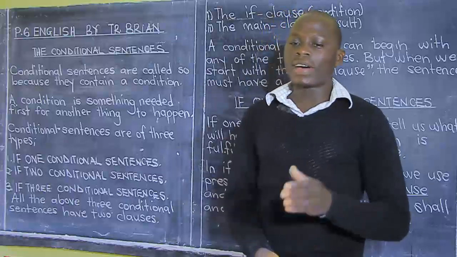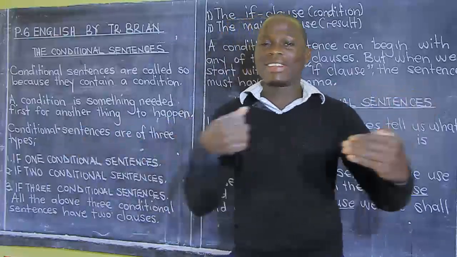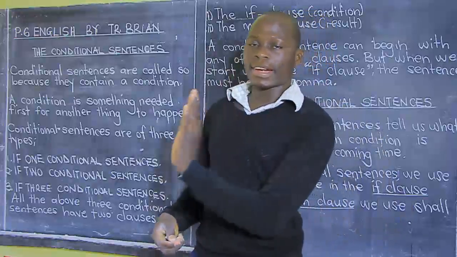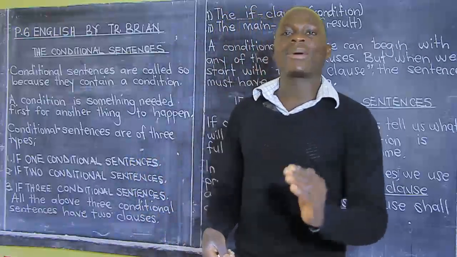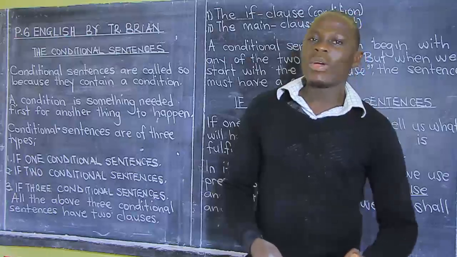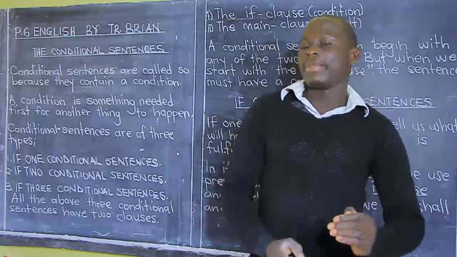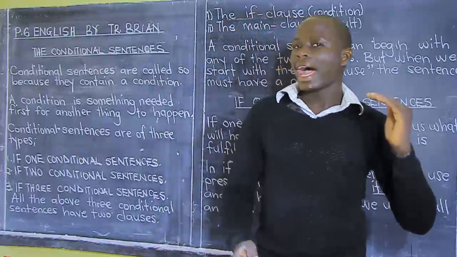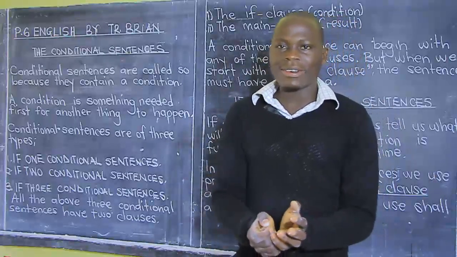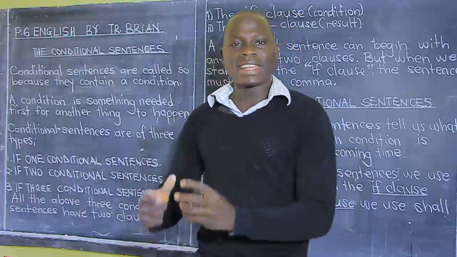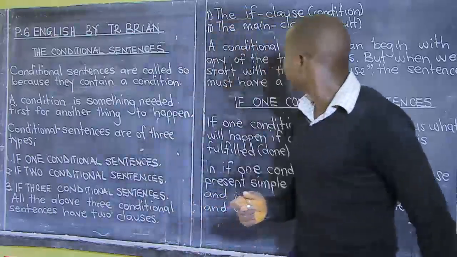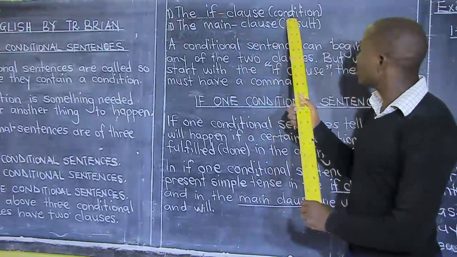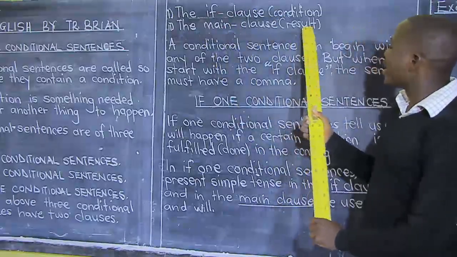As I told you, we can use them in either way. We have the if clause, which contains the condition. Then we have the main clause, which has the outcome, or if you don't want to call it outcome, you can say the result. Let's look at it. We have the if clause, which has the condition, then the main clause, which has the result.